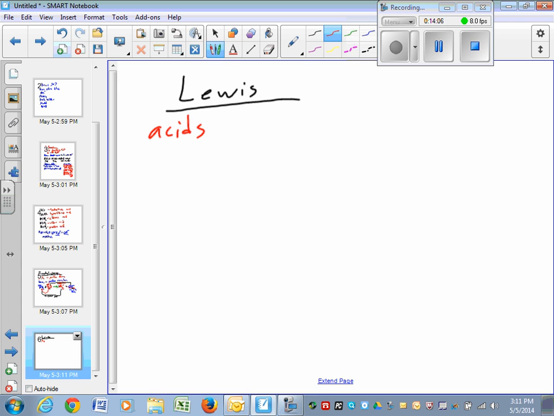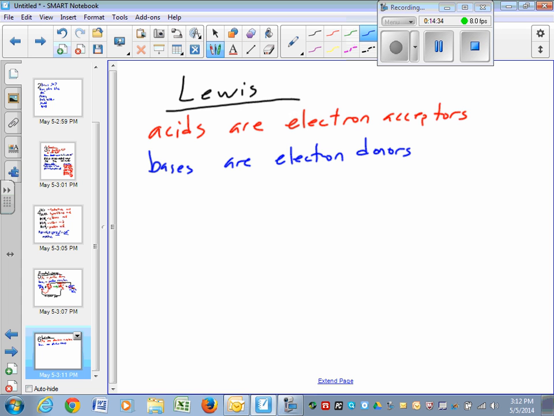So while acids are proton donors, by the Lewis definition, they are electron acceptors. What that means is that if there's a space where you can add an electron in the Lewis structure, then it's going to act like an acid. Okay. Bases are electron donors. And the way we check this is by drawing a Lewis diagram.